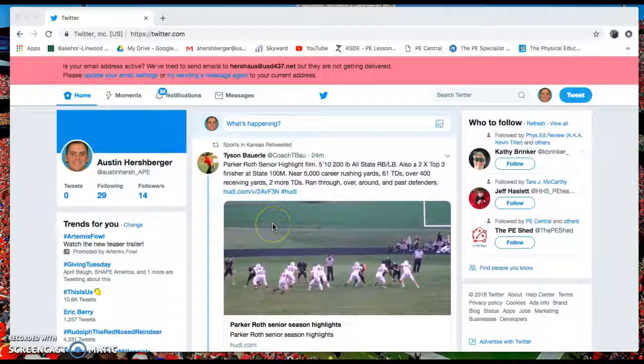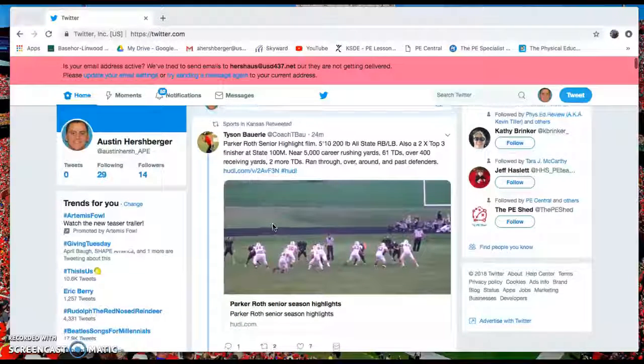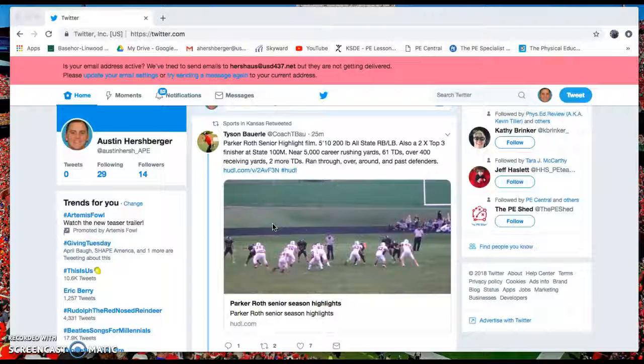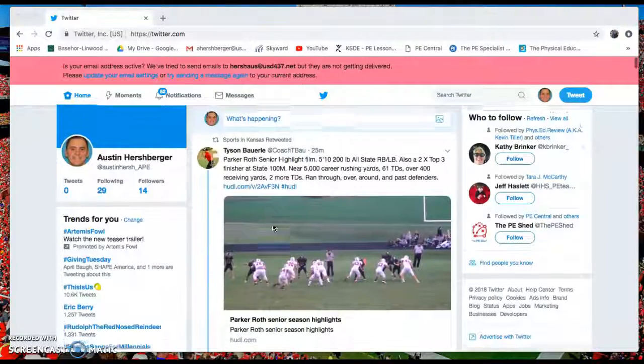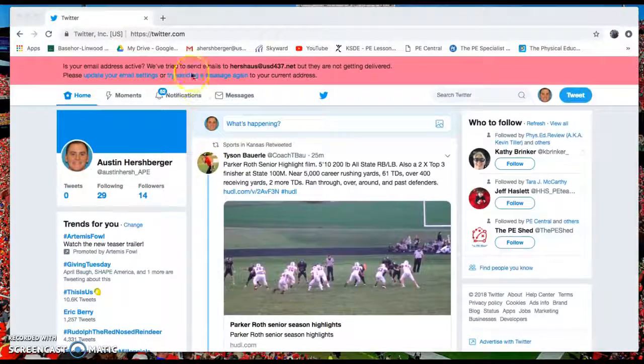The intended audience for this is coworkers and other professionals, and the purpose behind Twitter is to gain resources as far as lesson plans, content-specific resources for your classroom, and networking opportunities with other teachers from around the world. Twitter can be accessed by just going to twitter.com.